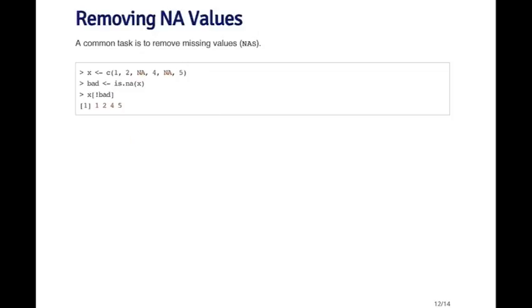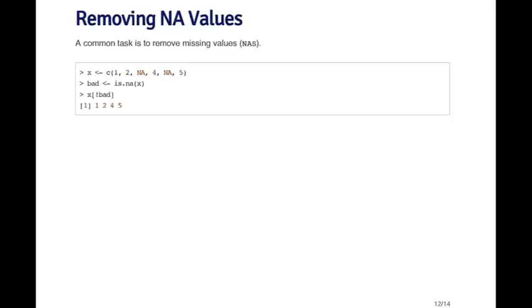The last thing I want to talk about is removing missing values, or NA values, from an object. This is a very common operation in data analysis because most realistic data have lots of missing values. And so the way you can do this for either a vector or a matrix or a data frame is you want to create a logical vector which tells you where the NAs are, so that you can remove them by subsetting. So here I've got a vector X.